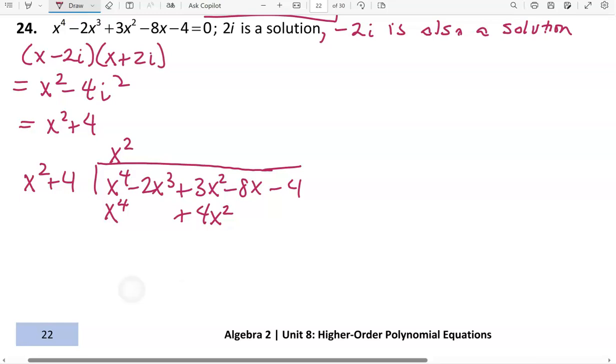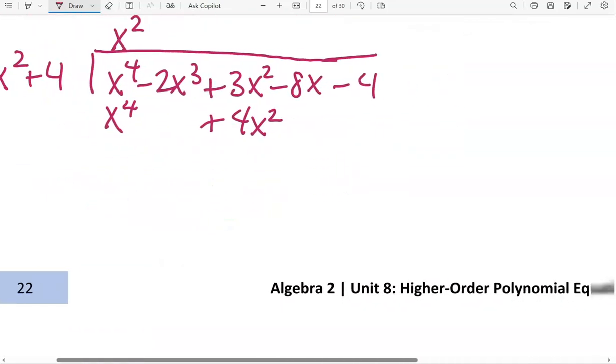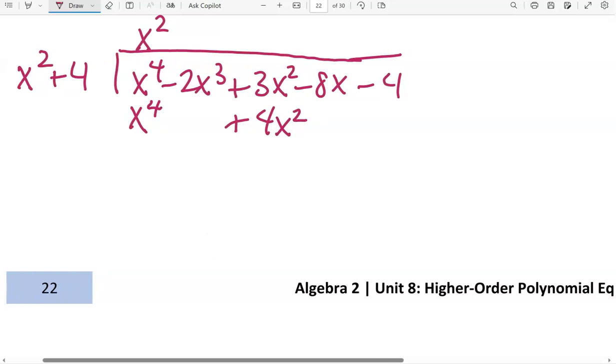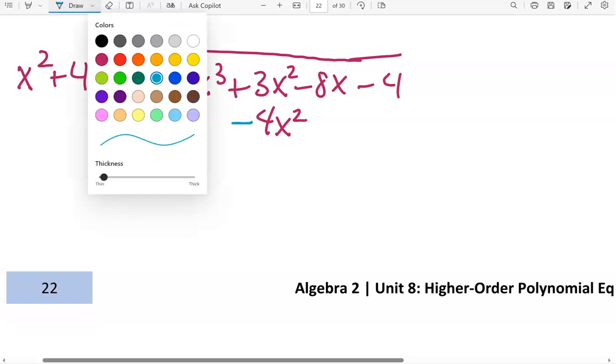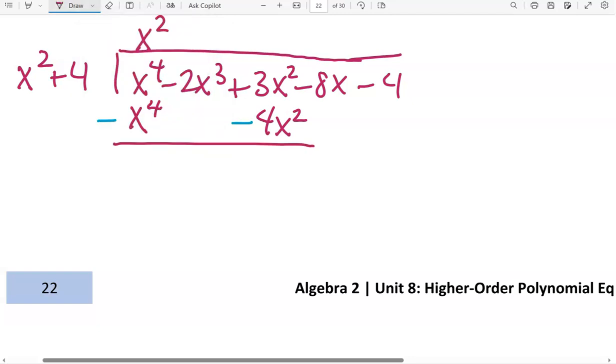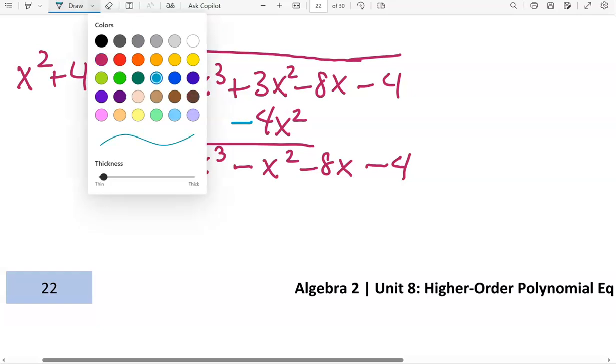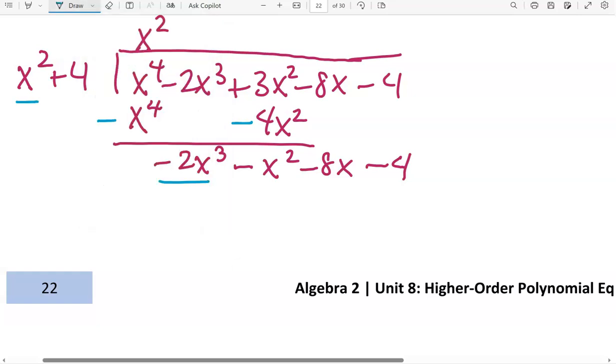Now I'm going to change the signs of the terms in the multiplication that we just did, both to negative, and add. Negative 2x cubed minus x squared minus 8x minus 4. I'm just going to bring down all the terms. Next step would be first term divided by first term. So negative 2x cubed divided by x squared is negative 2x. And now we need to multiply negative 2x by the entire divisor.